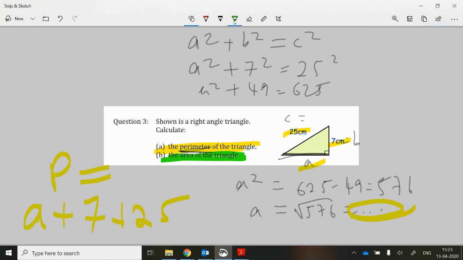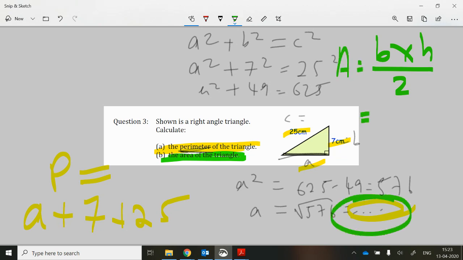Okay, and for the next part of the question, what's the area of the triangle? Well, the area of the triangle, if you remember, is base times height divided by 2. So base is going to be this number again, whatever that number is, and then times by the height, which is 7, and then divide by 2. That will give you your area for this shape.